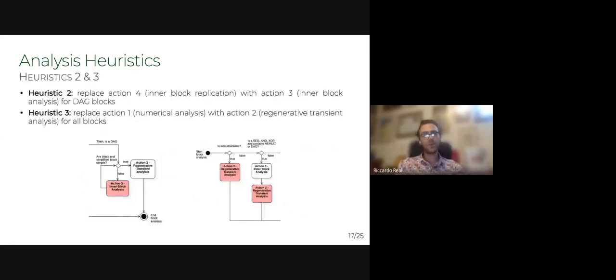Heuristics 2 and 3 are obtained as variations of heuristic 1, and in particular, heuristic 2 changes the way DAGs are handled when they are too complex and performs analysis of inner block instead of inner replication. Heuristic 3 always uses regenerative transient analysis to evaluate simple blocks, and this removes the numerical analysis from the method, changing the way well-structured blocks without repeat or DAG blocks are handled.